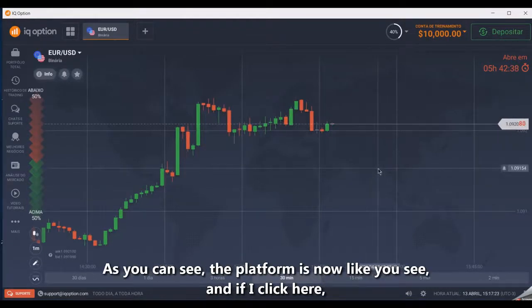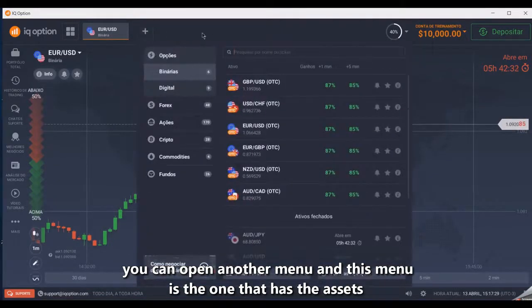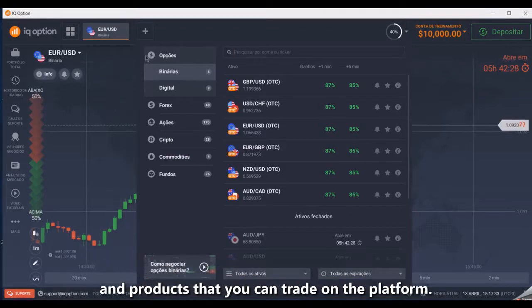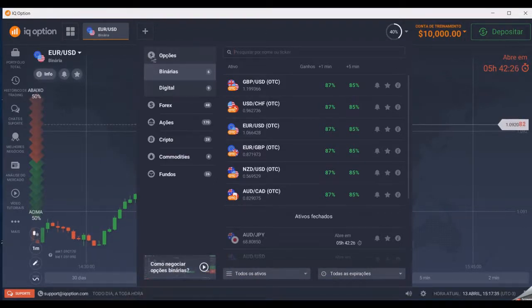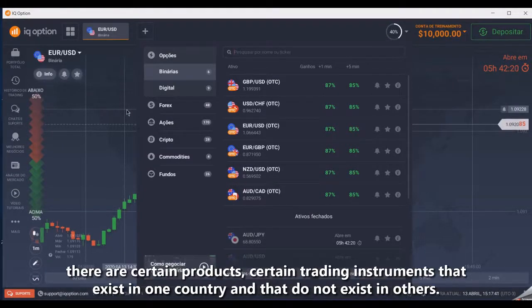As you can see, the platform is now like you see, and if I click here, you can open another menu, and this menu is the one that has the assets and the products that you can trade on the platform. I remind you that depending on the country you are in, by the regulation that IQ Option has, there are certain products, certain trading instruments that exist in one country and do not exist in others.